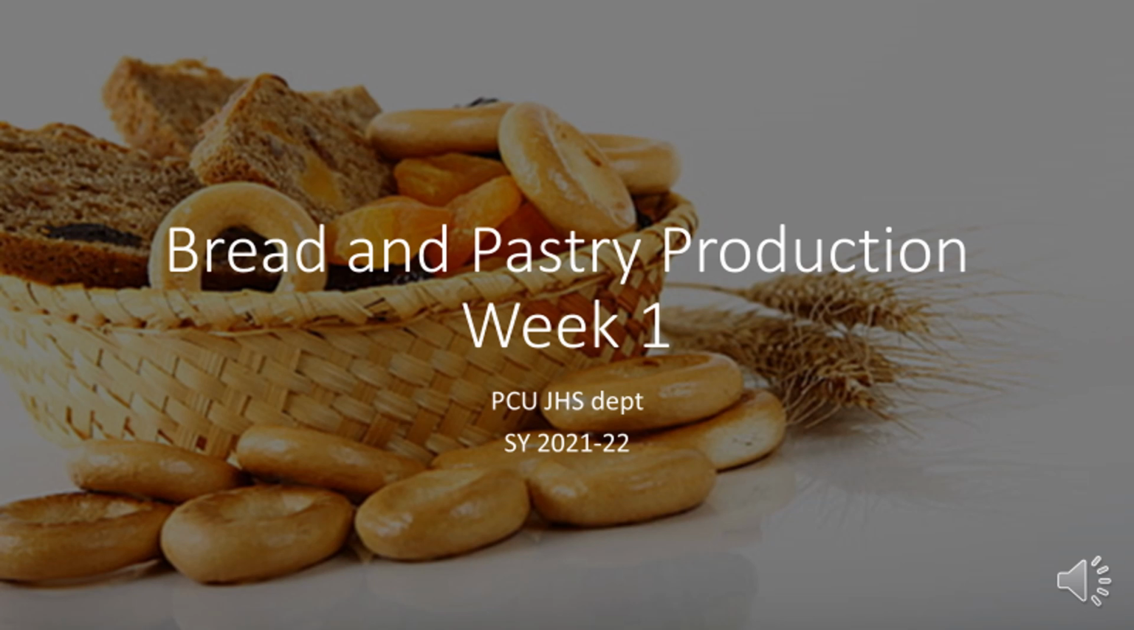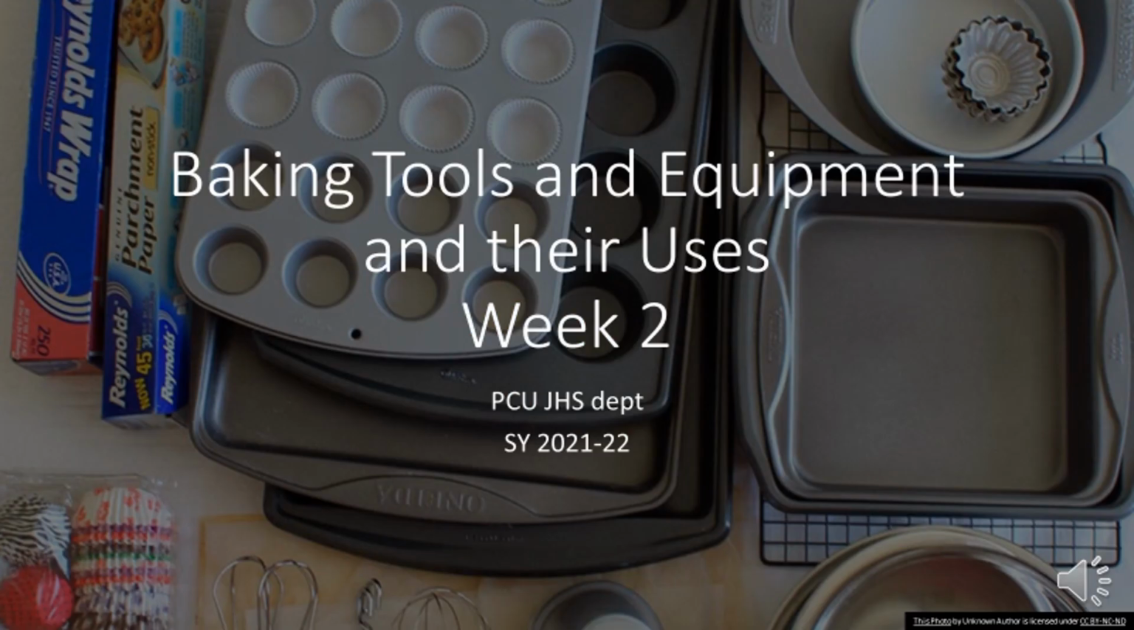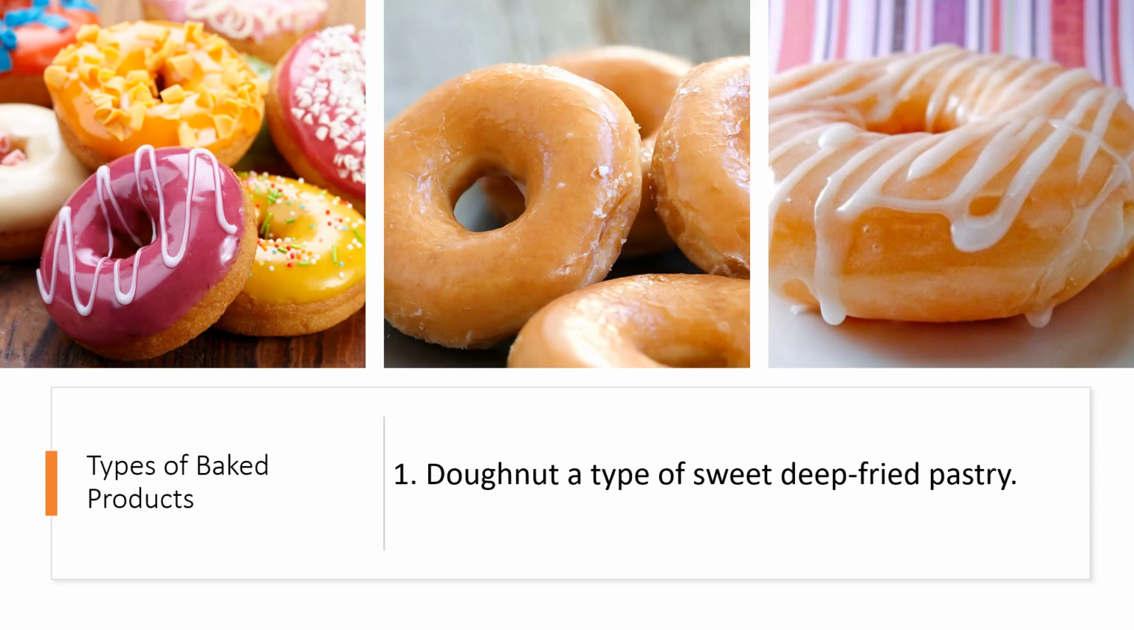Be sure na na-review ninyo ang content ng bread and pastry production for week 1. Ang content nito ay tungkol sa different major and minor baking ingredients, ganun din naman yung mga abbreviations used in baking. For week 2, ang content naman ng lesson na ito ay tungkol sa various baking tools and equipment and their uses. So, we were able to identify the different baking tools and classify them according to their uses.